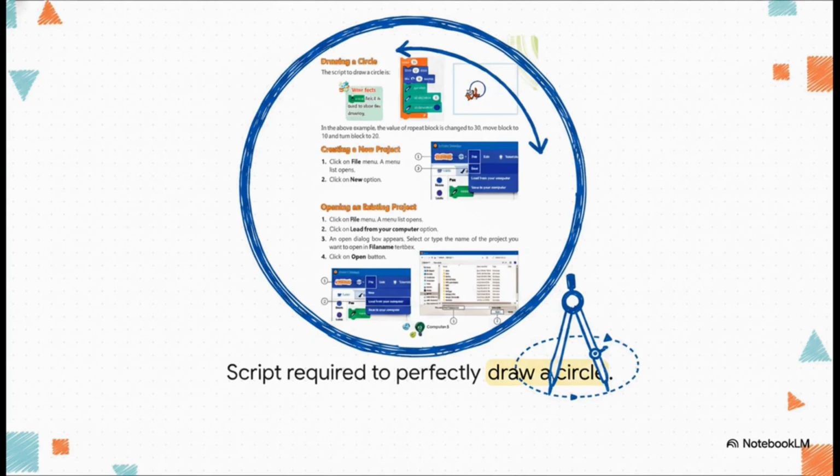We just change our repeat block to loop 30 times. Then we change our move block to 10 steps and our turn block to 20 degrees. When we run this script, the sprite takes a step, turns a tiny bit, draws, and repeats that 30 times to perfectly trace out a circle on the stage. It's basically geometry made completely visual.